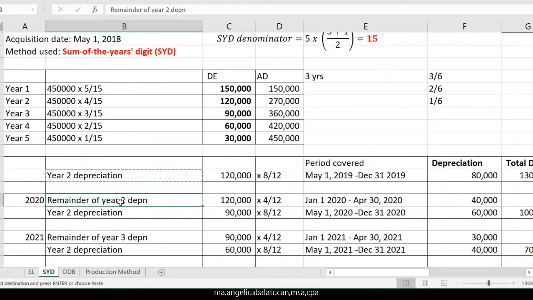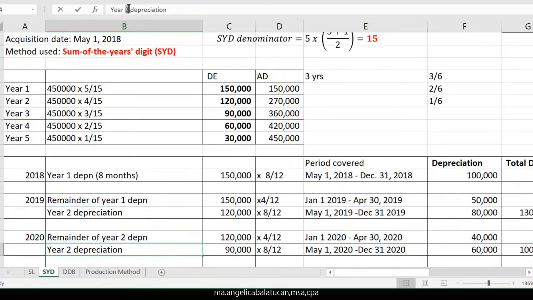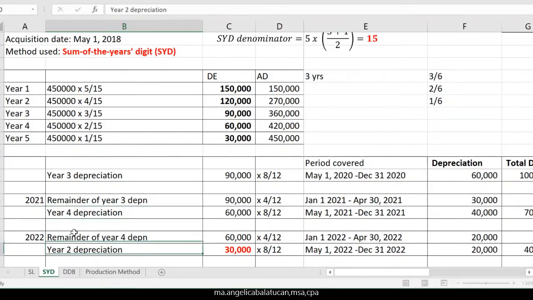For year 3, year 2020, there's still a remainder from year 2. So that's 120 minus 80. So we have a remainder of 40,000. And then we will now start with the, sorry, this is year 3. Year 3 depreciation. And then this is year 4. And this is year 5. Okay.